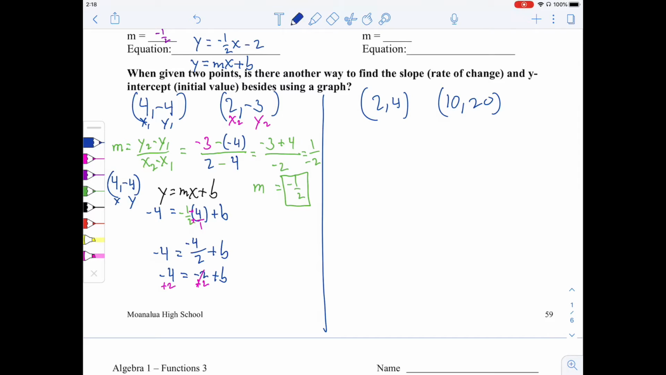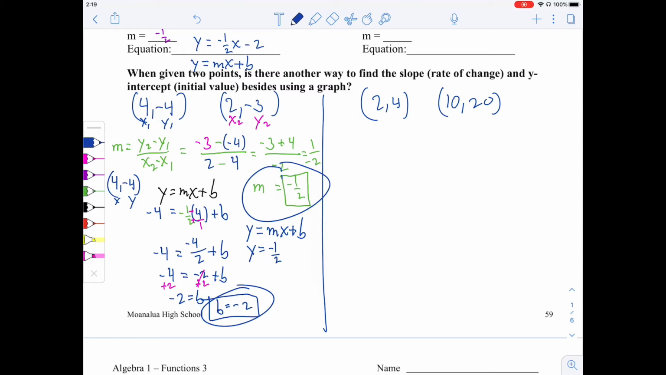So -4 plus 2 is -2 equals b, or b equals -2. Now that we have a slope and an intercept, we can write it in slope-intercept form. So it'll be y equals mx plus b, so y equals our slope, -1/2, x, and our b is -2. And now we have our equation, and it came out exactly the same as by using a graph.